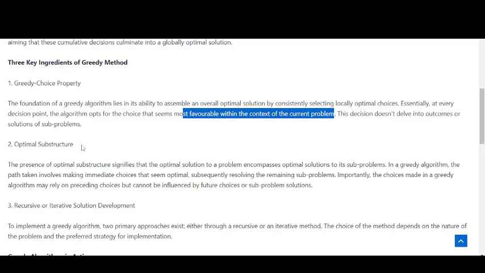Second is the optimal substructure. Whenever you apply the greedy method, there should always be a possibility of further optimizing the problem. That is called optimal substructure. Let's say the optimal solution should be 30, and the greedy method is getting 20 in some scenarios. So that opportunity should be there. The optimality option should be there, that means there should be a chance to optimize the problem. That is called optimal substructure.